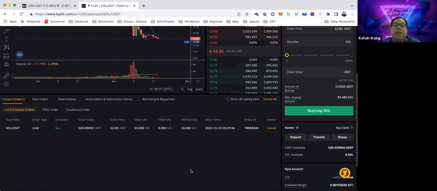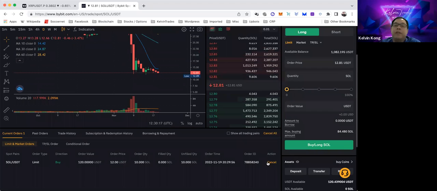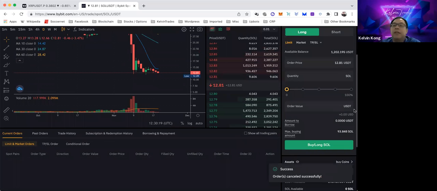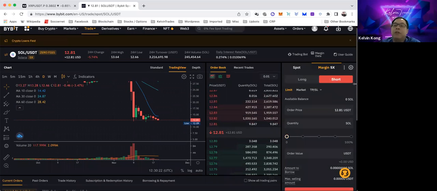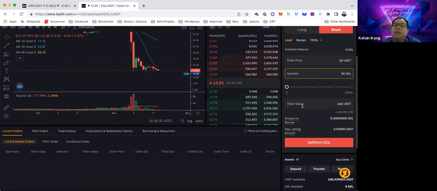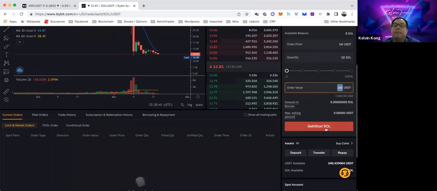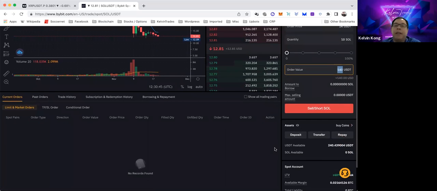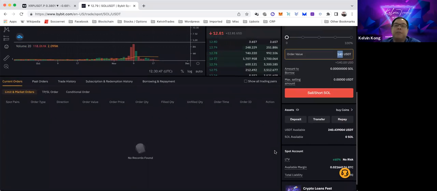So sell, do the same thing. Once you have the token, if you want to sell at $14, then just come over here, go to short, make sure it's limit order, type $14, the amount of Solana you want to sell, let's say 10. So this is the order value. If it is sold at $14, you will get back $140, which means you make $20. Then just click sell. Simple, right? Spot trading, not very complicated. Very straightforward. Just buy and sell.